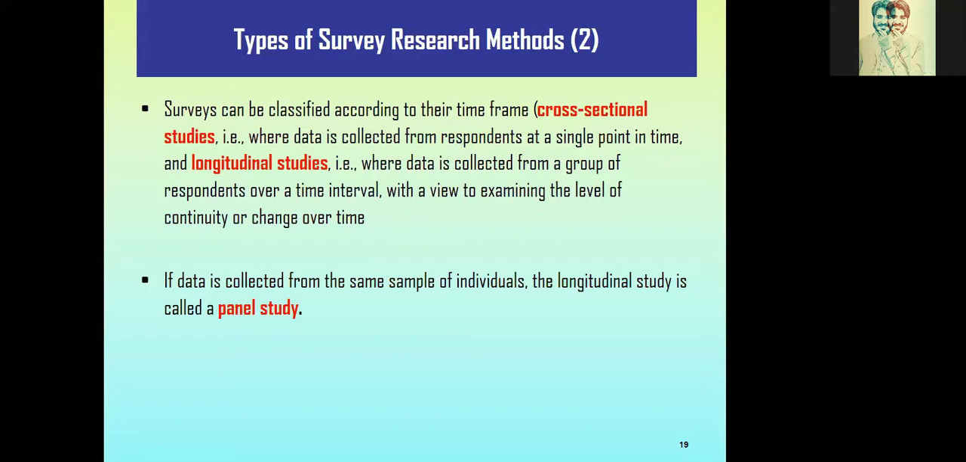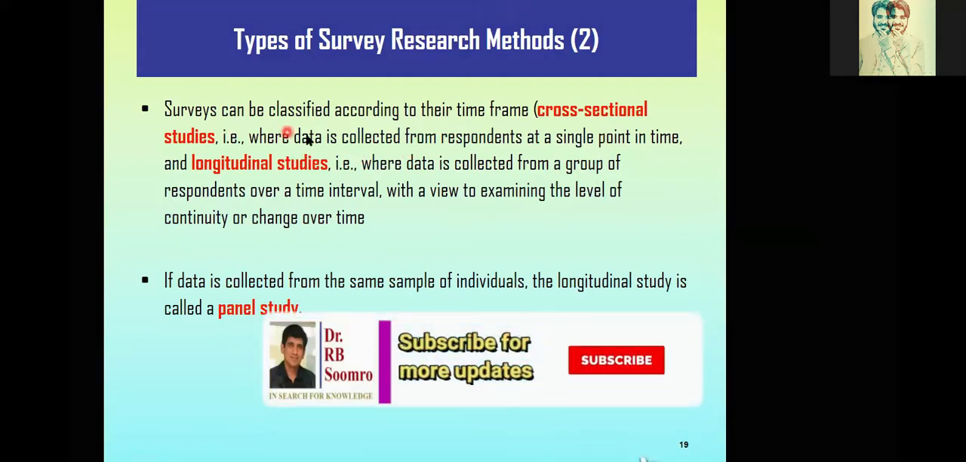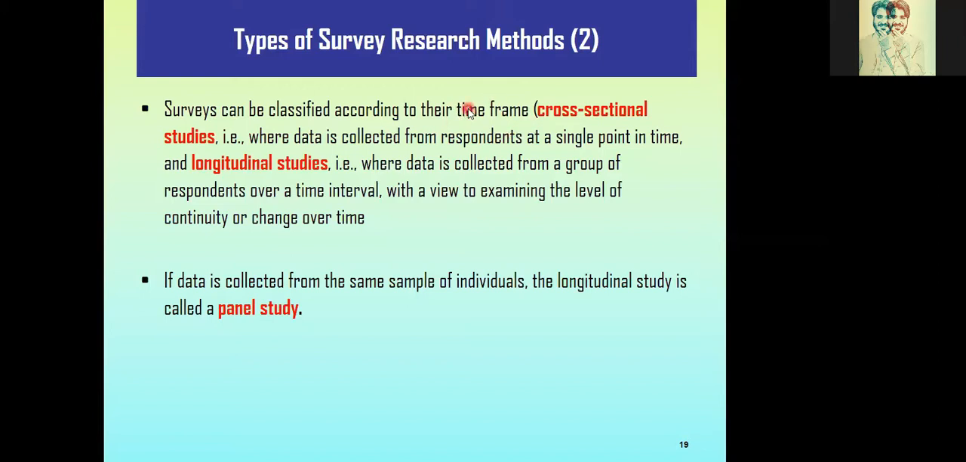In this lecture, the remaining things we are going to discuss, especially if we talk about the types of research methods. Surveys can be classified according to their time frame. From the time frame point of view, cross-sectional studies are where the data is collected from the respondent at a single point in time, for example, once, one time only.